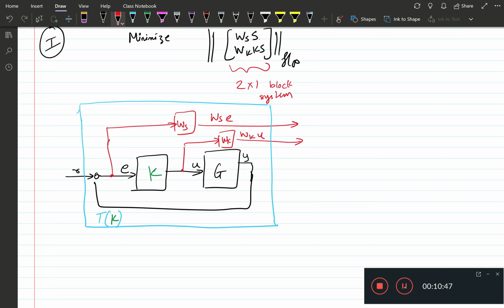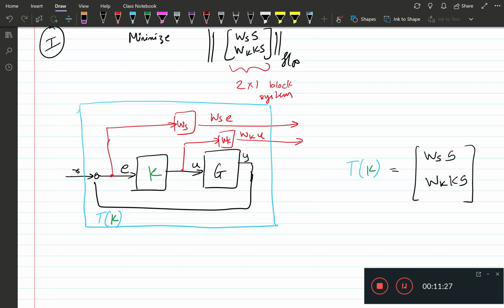So if r is the input and w_s e is the output, this is nothing but, so T of K for a given controller is nothing but W_S. So r to e transfer function is the sensitivity, and e to W_S e is just W_S times sensitivity. Similarly, r to u is the control sensitivity, that is K times S, and u to W_K u would then just multiply by W_K to get this.